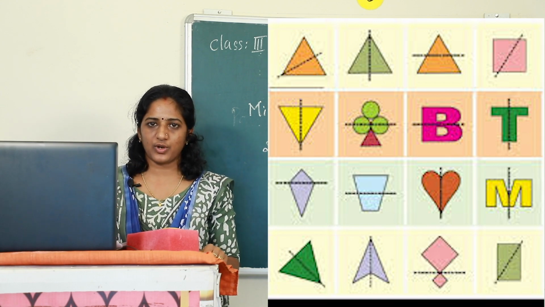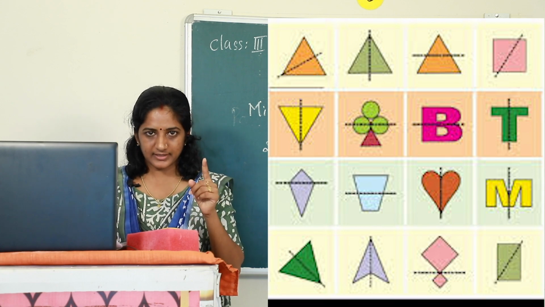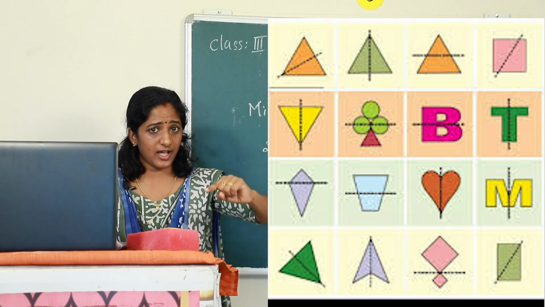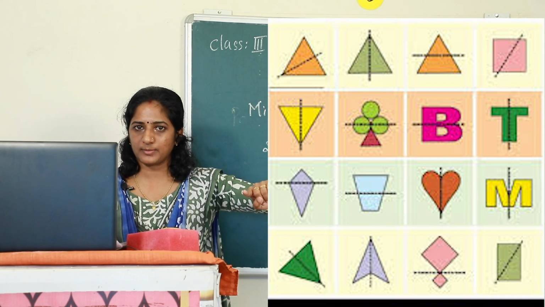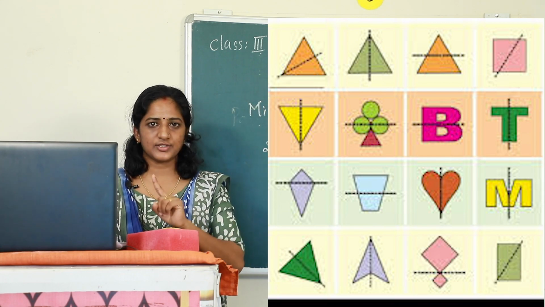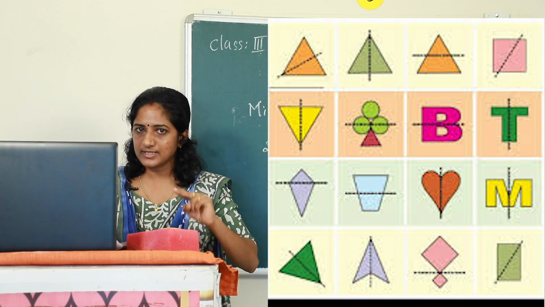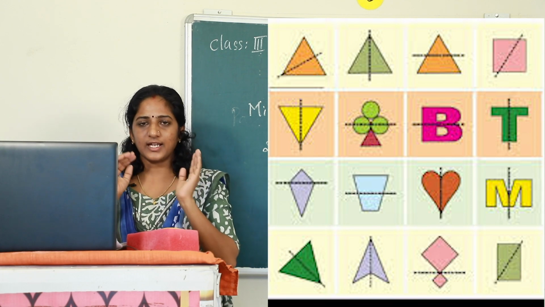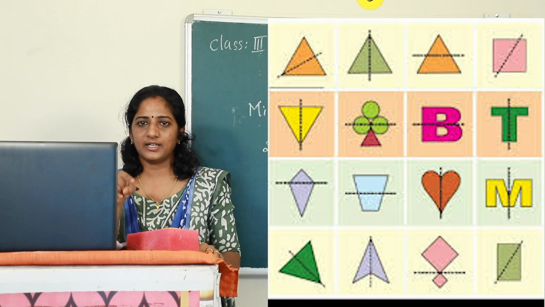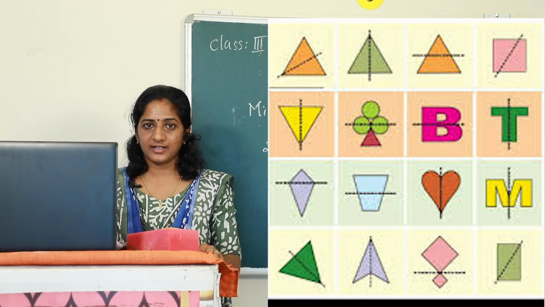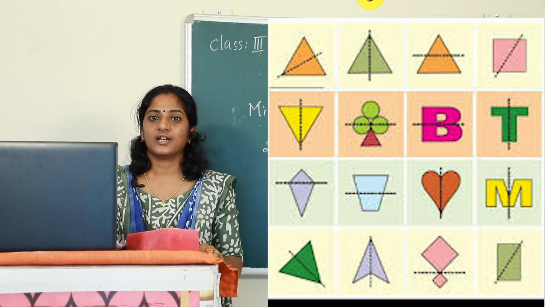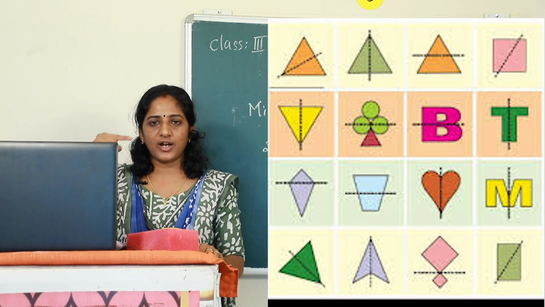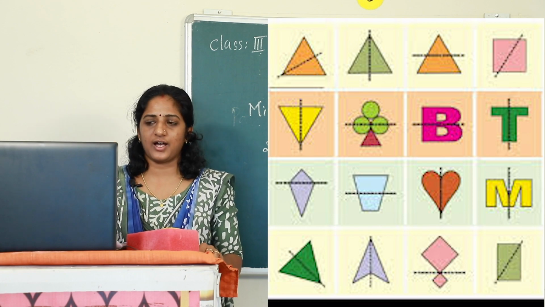Then look at the next one, that tree. Did that line divide the tree into similar halves? No, the top is not the same as the bottom. So, that line does not divide the tree into similar halves. Next look at the alphabet B. See children, whether that line divides the alphabet B into similar halves? Yes, that line divides the letter B into similar halves.